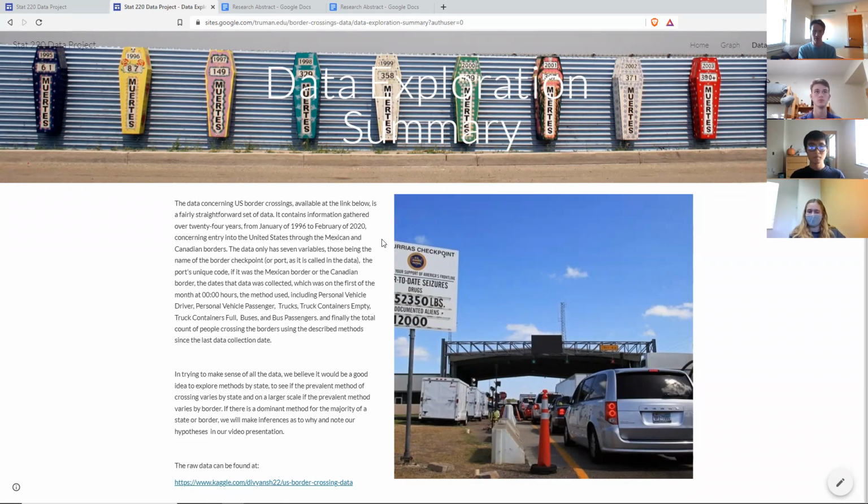When looking at this and trying to make sense of all the data, we believe that it would be a good idea to explore methods by state to see if the prevalent method of crossing varies by state, or, on a larger scale, if the prevalent method varies by border. If there is a dominant method for the majority of the border, we were looking at that and just trying to look at different ways to see how state and the methods would vary.